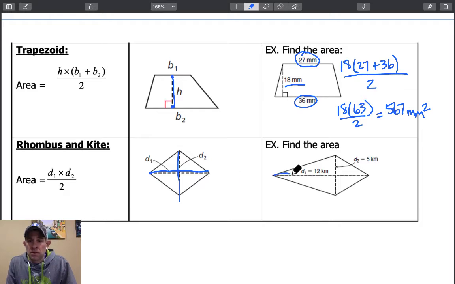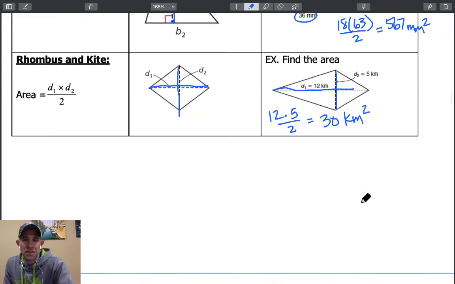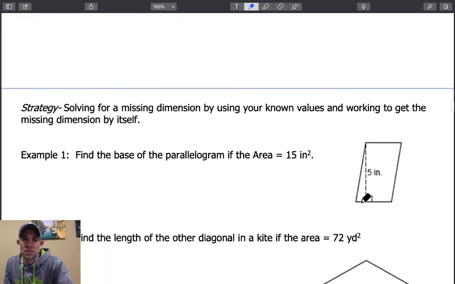So you can see in our example here, we got a kite that's got one diagonal of 12 and the other diagonal of 5. So that 12 times 5 divided by 2 is going to give me 60 over 2, which results in 30. And now we're talking about kilometers squared, which again turned into some sort of oval. So we'll see if we can get that problem fixed there. There's kilometers squared.